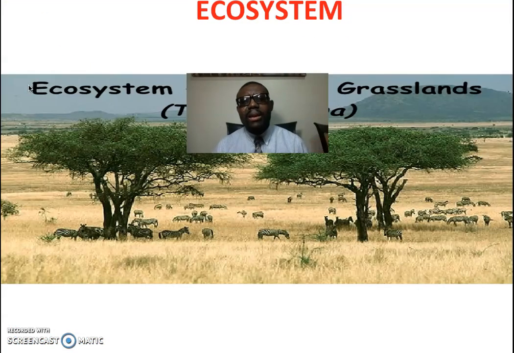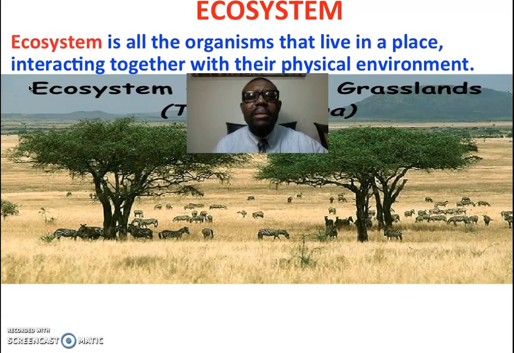So here we are looking at ecosystem. When we talk about ecosystem, we are talking about all the organic, abiotic and biotic factors interacting. Ecosystem is all the organisms that live in a place interacting together with their physical environment. So here we see a savanna grassland ecosystem. In this ecosystem, we see organisms such as zebras. We also see carnivores. We also see decomposers such as bacteria. All these organisms interact with one another and also their physical environment.